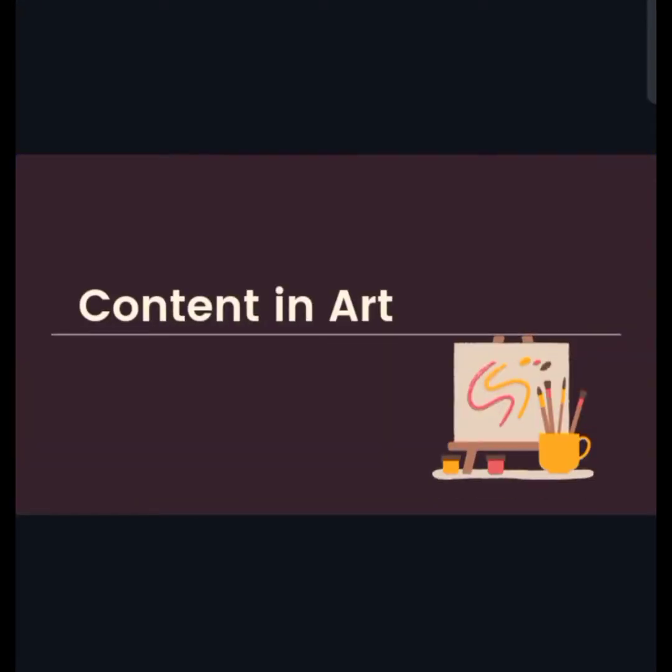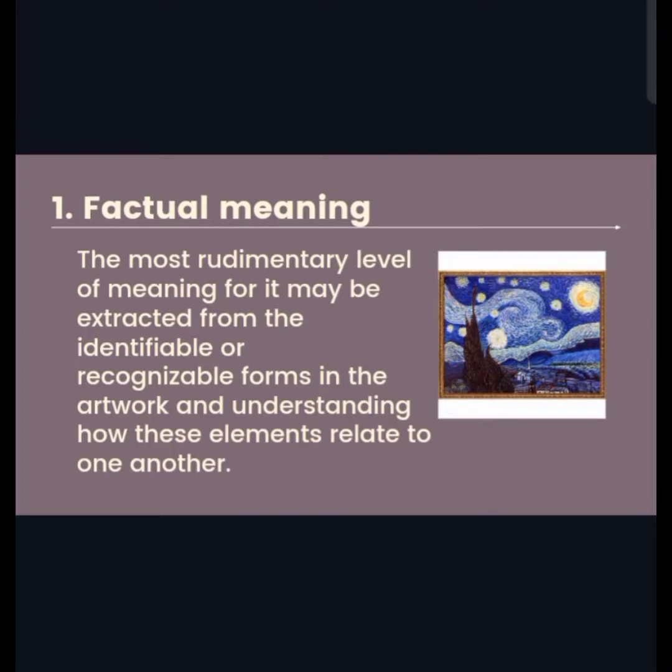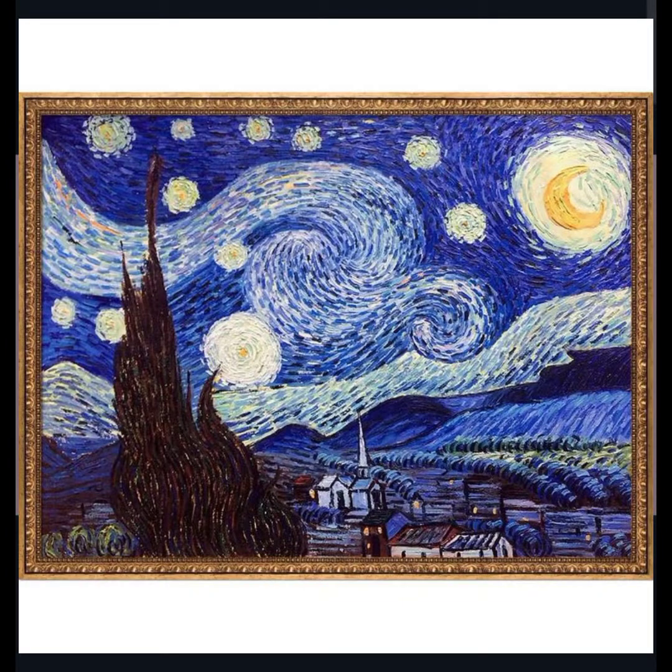Content in art. Number 1. Factual meaning. The most rudimentary level of meaning, for it may be extracted from the identifiable or recognizable forms in the artwork and understanding how these elements relate to one another. An example of this is Vincent van Gogh's Starry Night, which depicts a dreamy interpretation of the artist's asylum room's sweeping view of Saint-Rémy-de-Provence.